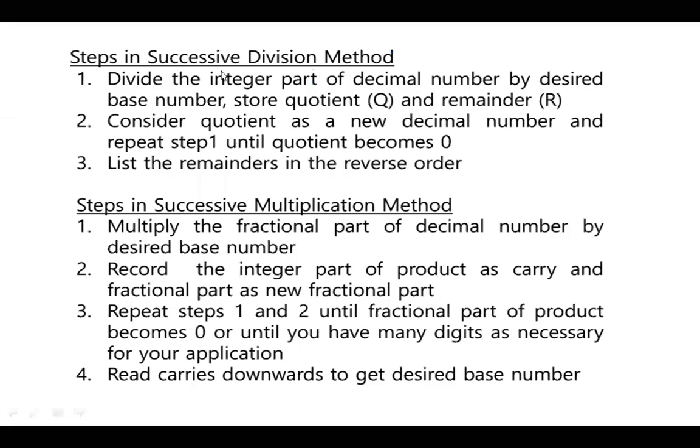So what are the steps in the successive division method? In the successive division method, we are going to divide the integer part of the decimal number by the base number. Say if I wanted the base to be 16, and I have a number 256, I should keep dividing 256 by 16. That is for the integer part. In the multiplication part, assume 256.25. So the fractional part 0.25 I should keep multiplying by 16. So let us see how this is working.